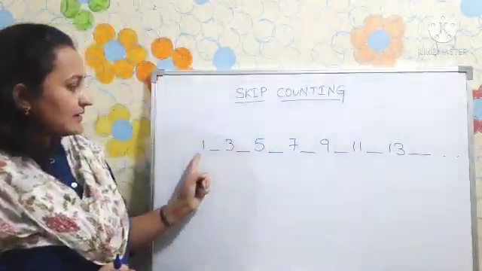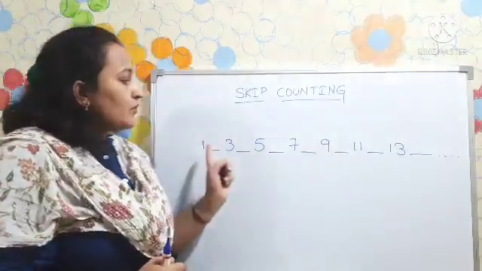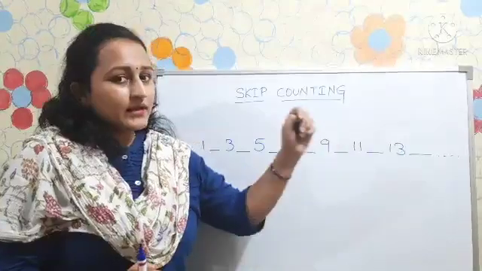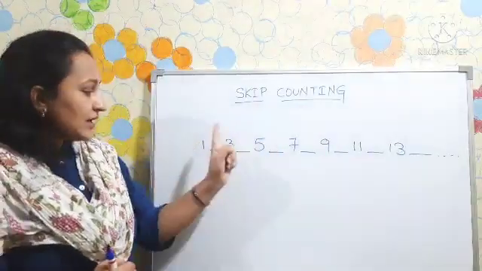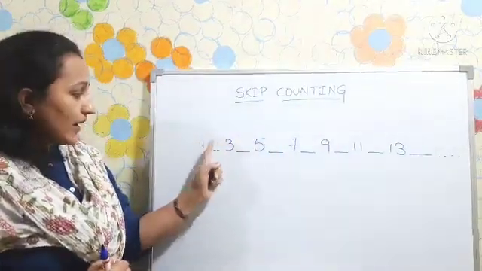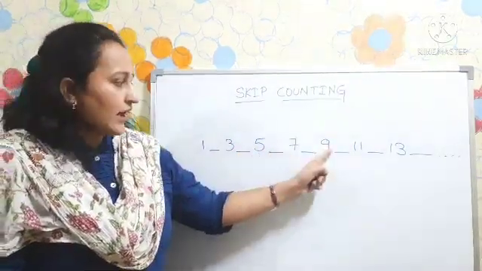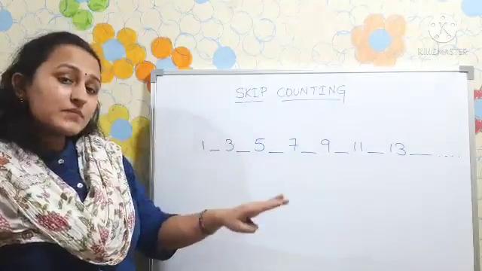Let us see here. There are some numbers: 1, 3, 5, 7, 11 and 13. But what are we missing? We are missing numbers between 1 and 3, 3 and 5, 5 and 7, 7 and 9, and so on. What are those missing numbers?